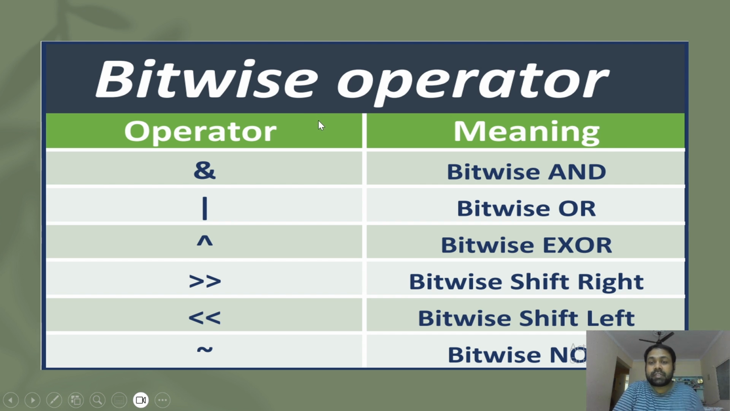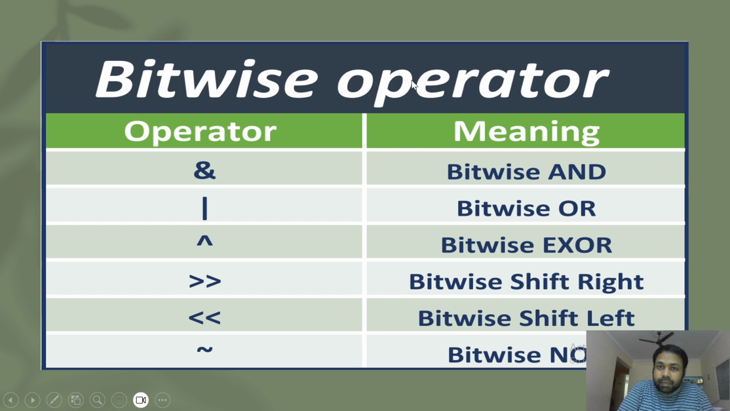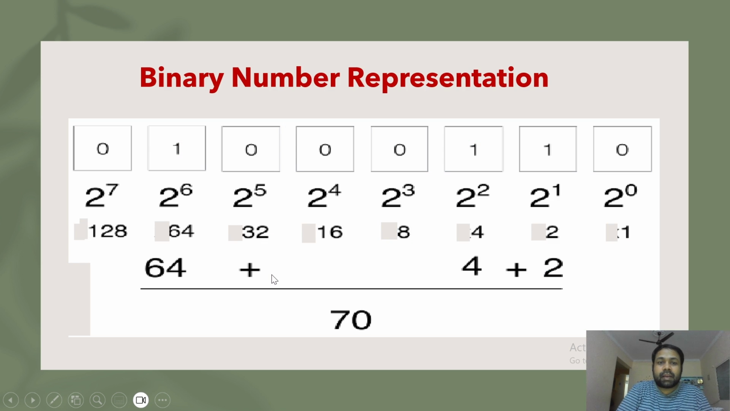For example, the number 12 is given. How can that number 12 be written in binary form, in the form of zeros and ones? How can we write that? I am showing one example here. Binary number representation. Very first I will explain that. My topic is bitwise operators only, but before going to each and every operator, I will be explaining binary number representation.